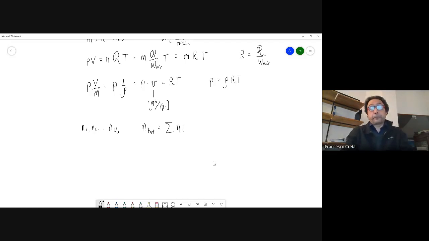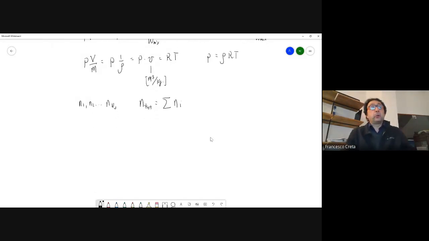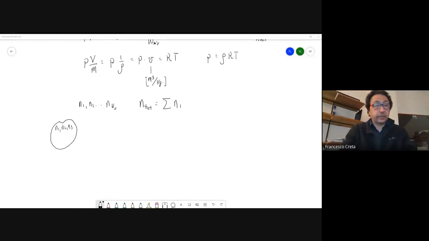Now, suppose that I have a container, where I have a certain mixture composed of... Give me just 1 second.